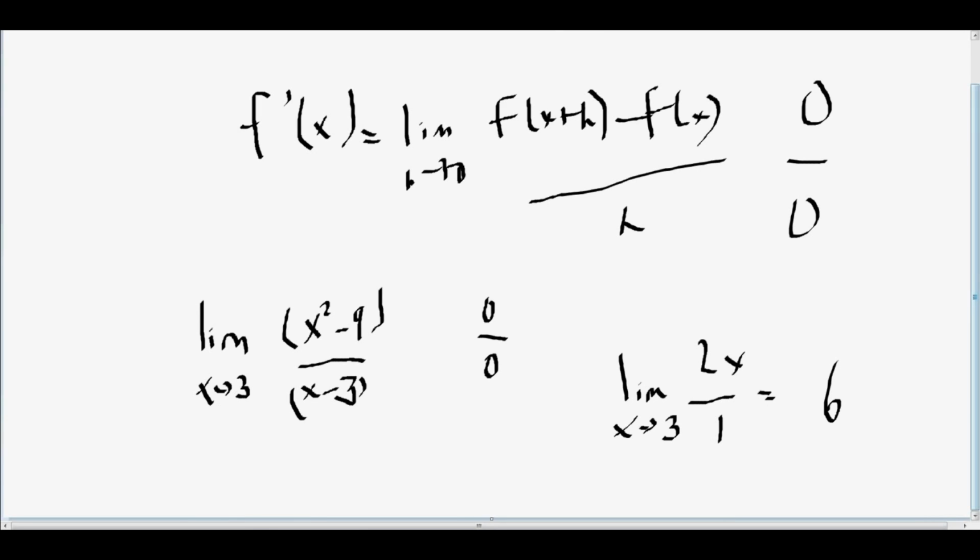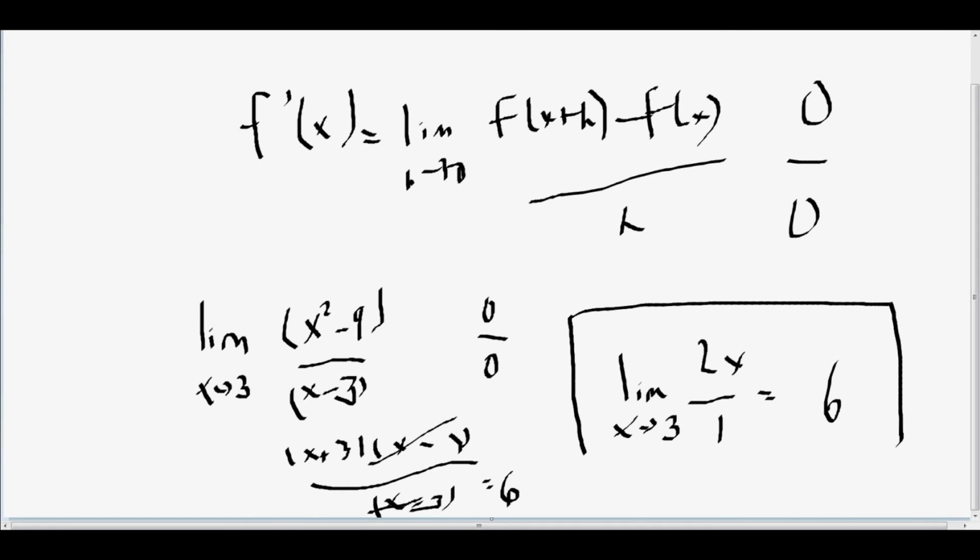And you can see that that would have worked too if we did it the other way, where we factored out x plus 3 times x minus 3 over x minus 3. The x minus 3's cancel out. You're left with the limit as x approaches 3 of x plus 3. That's also 6. So I'd say that L'Hopital's rule is a much faster way of solving these. And in the next videos, we're going to get into cases where the only thing that you could do is L'Hopital's rule.